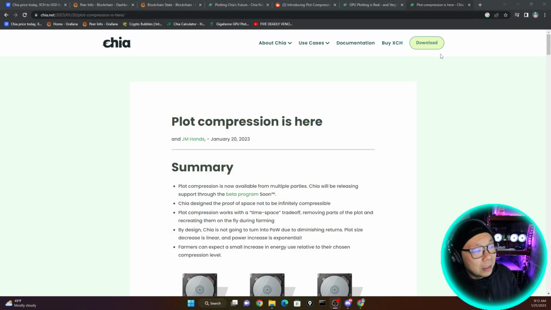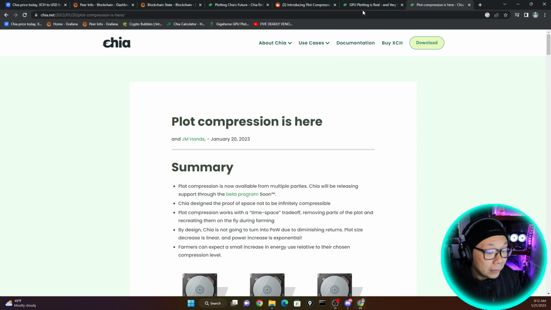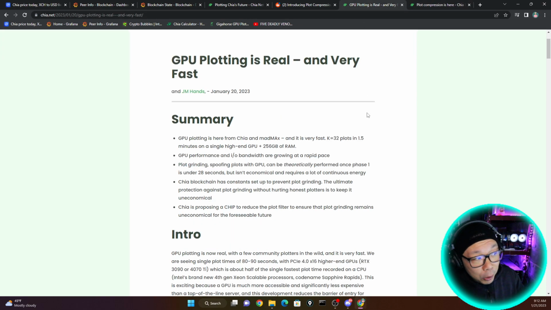Plot compression is here. There are actually multiple articles that they released yesterday, right? So January 20th, they also had this one, GPU plotting is real and very fast. Yesterday on my live stream, I was going over another article in regards to the whole GPU plotting. But let's go over it at a high level. What are we talking about here? This is from JM. GPU plotting is here from CHIA and Mad Max. Two separate things, right? Two different technologies, apparently. CHIA has their own, Mad Max has their own, and you could choose to use one or the other. And it is very fast.